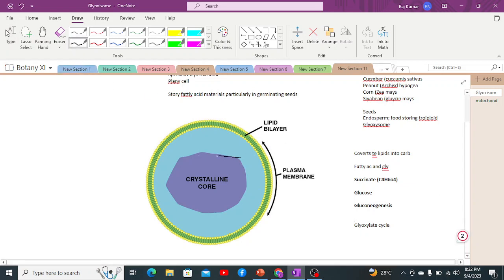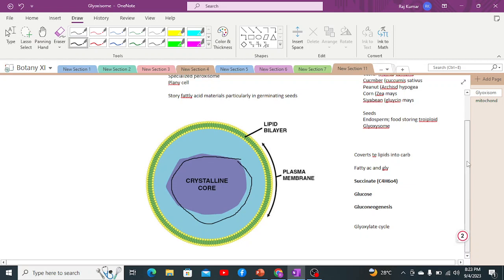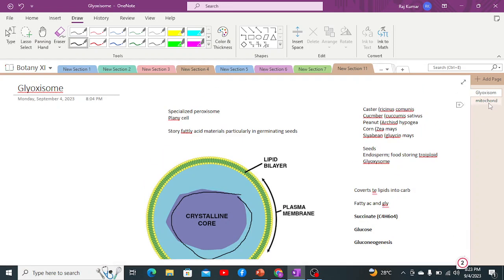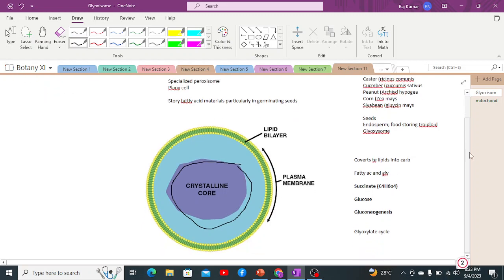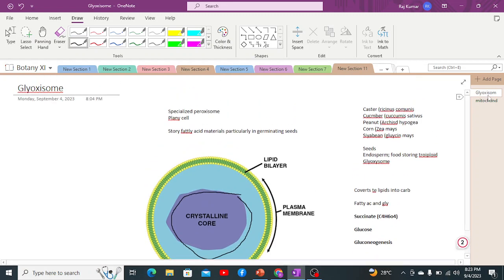Apart from which, this process takes place within the glyoxysome, in which we have the crystalline core. This crystalline core contains the enzymes which convert the lipids into glucose through this process of glyoxylate cycle. And this is a basic intro, and I guess that's what is present in our books as well.